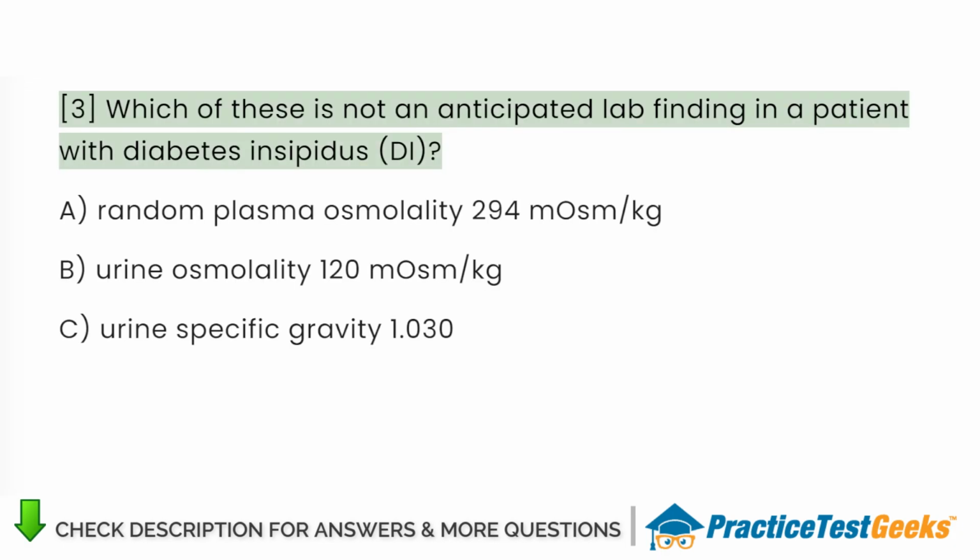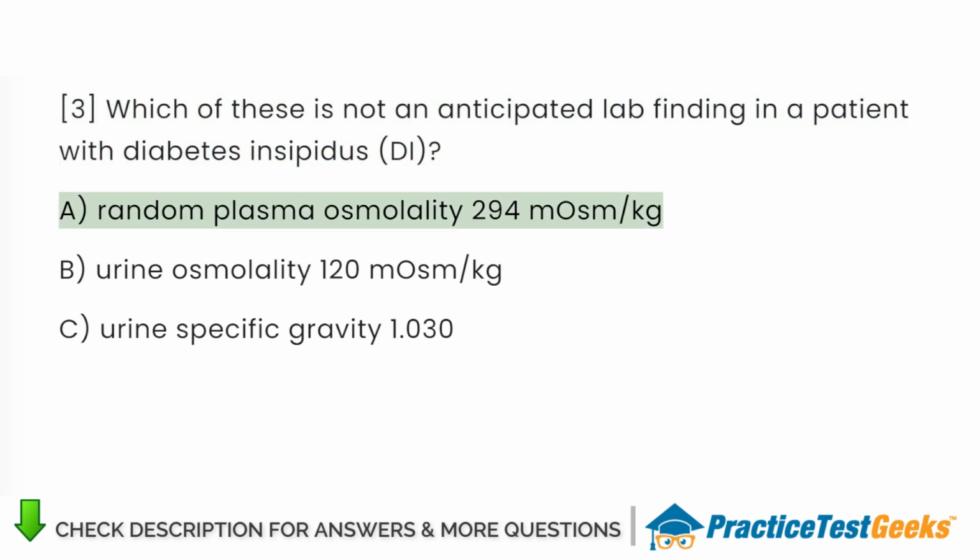Which of these is not an anticipated lab finding in a patient with diabetes insipidus, DI? A. Random plasma osmolality 294 mOsm/kg. B. Urine osmolality 120 mOsm/kg. C. Urine specific gravity 1.030.